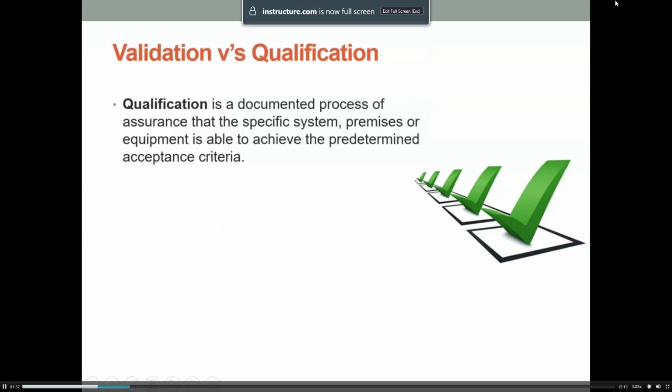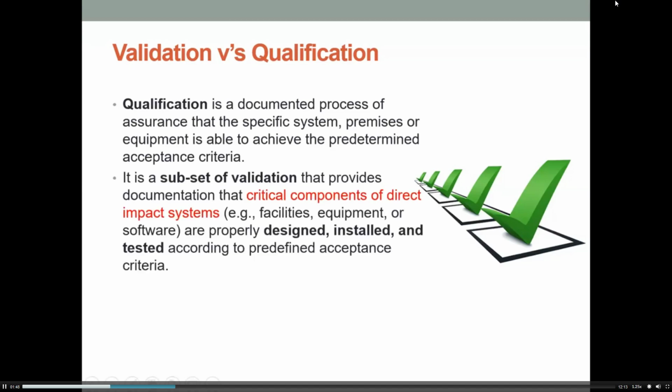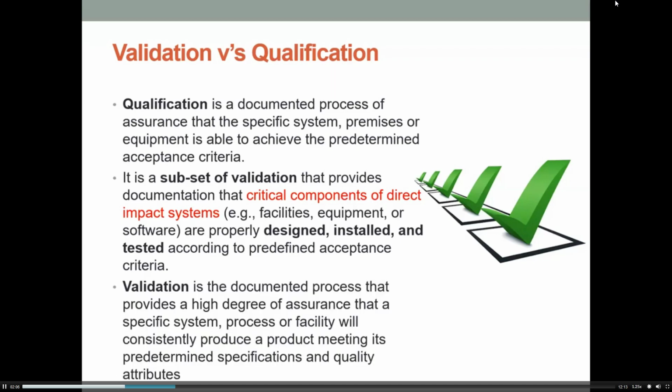Validation versus qualification. So qualification is a documented process of assurance that the specific system, premises, or equipment is able to achieve the predetermined acceptance criteria. So what you have outlined at the start, your system is able to meet that. It is a subset of validation, so it provides the documentation that the critical components, so the critical ones of direct impact systems, so your facilities, your equipment, or your software, that they are properly designed, they're properly installed, and they're tested according to the predefined acceptance criteria you've outlined.